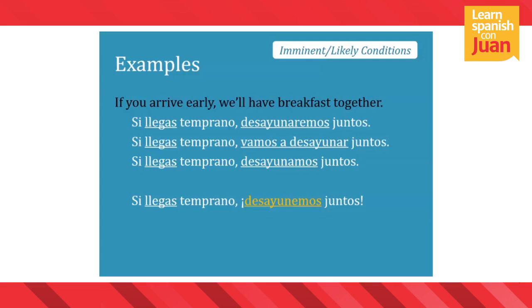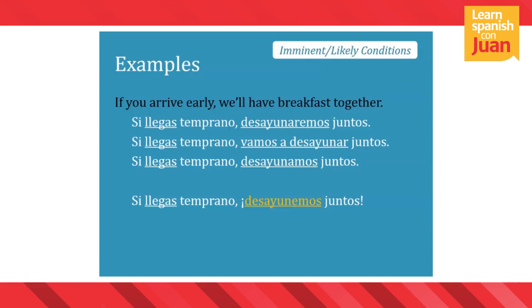So we're talking about a definite, specific occurrence. Si llegas temprano, desayunaremos juntos. That's the future tense, the future form. Si llegas temprano, vamos a desayunar juntos. That second one to me doesn't sound as common. Si llegas temprano, desayunamos juntos. That third one is great, very, very common, very idiomatic, right? Using the present tense, desayunamos juntos, but clearly referring to like tomorrow morning.